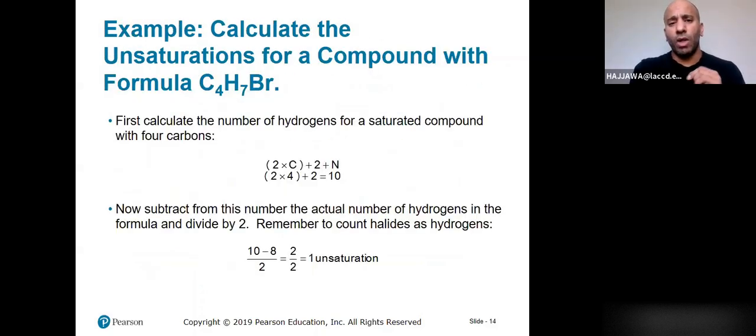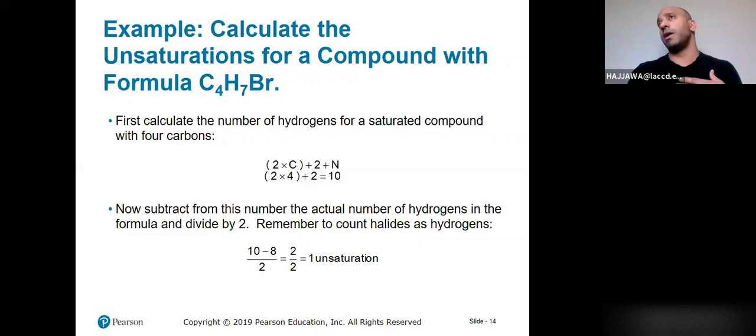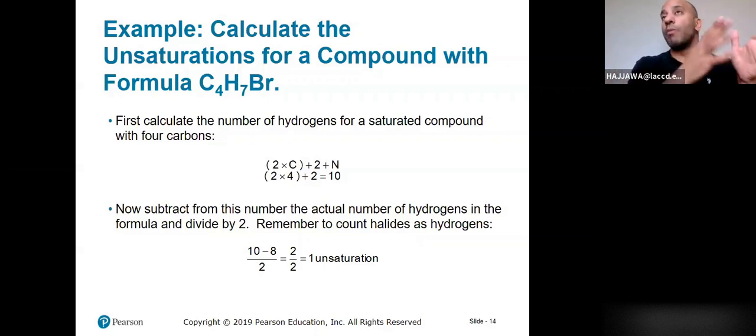Here's another example. C4H7Br. Once again, it is your responsibility to know the equation when it comes to a question in an exam or a quiz. It will not be given to you in an exam handout. The equation, once again, is 2 times number of carbons plus 2 plus nitrogen minus number of hydrogens, and the entire thing is divided by 2. How many nitrogens should I add? It depends how many nitrogens are in the chemical formula. If there are 3, you add 3. If there are 5, you add 5. If there is 1, you add 1.